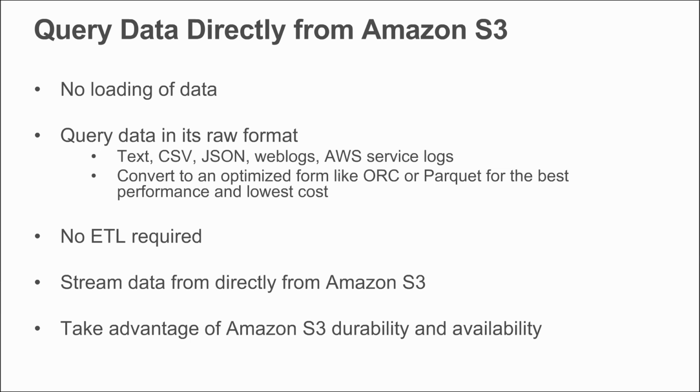You can query data in its raw format. For example, if your data is produced as text, CSV, JSON, web logs, AWS service logs, you'll be able to query data in these formats. You will also be able to query data if your data is in optimized columnar format, such as Apache ORC or Apache PARQUET. If you do query data in columnar formats like ORC and PARQUET, it'll give you the best performance at the lowest cost.